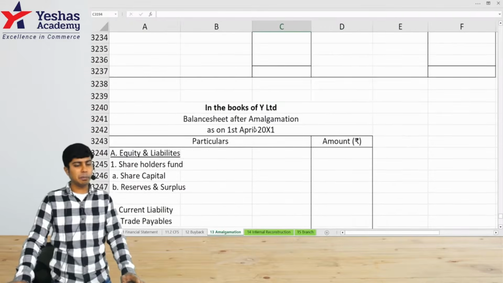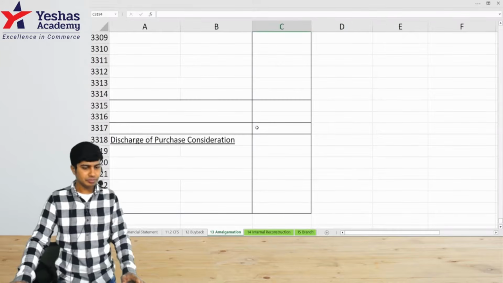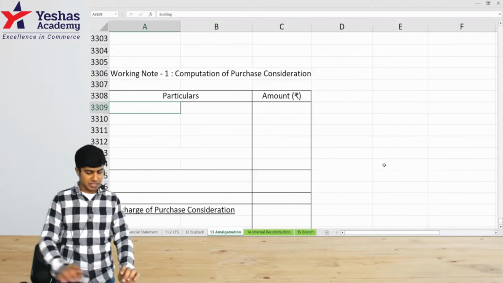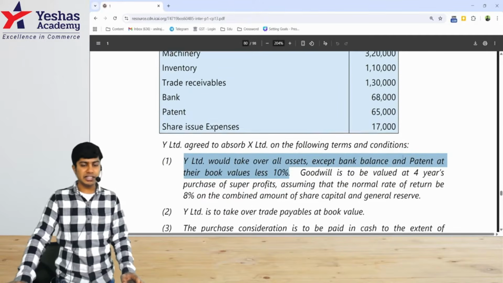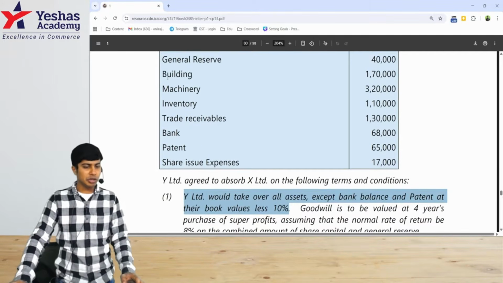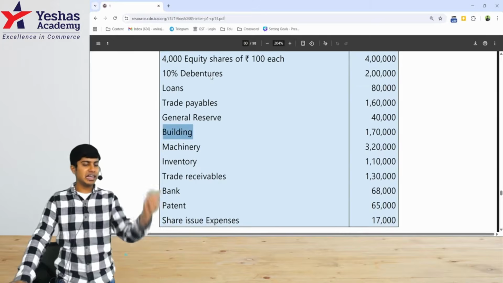Come on, let's start with our purchase consideration computation. How do we compute our purchase consideration? Let's take all the assets at agreed value, that is book value less 10%. I'll start from building because before building, whatever is there is liabilities.